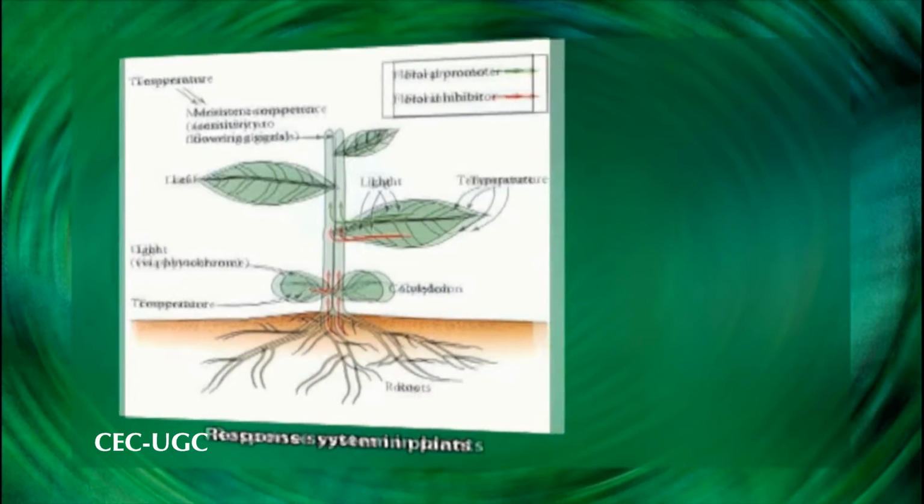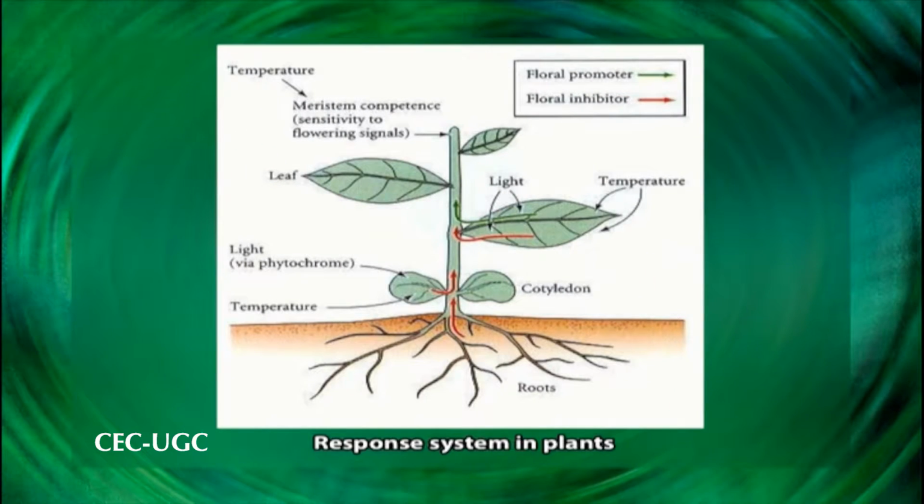These signals determine whether the shoot apical meristem will produce vegetative or reproductive structures. The signals that promote or inhibit flowering can move from roots, cotyledons or leaves to the shoot apex. Once the signal is received, the shoot meristem competence determines whether the plant will respond to the signal or not.